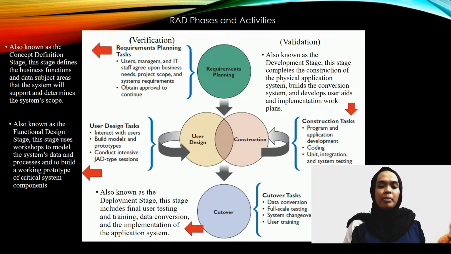I will be presenting about the construction phase, which is where the validation happens. We agree that this is the validation part in the RAD model. Construction is also known as the development stage. This stage completes the construction of the physical application system, builds the conversion system, and develops user and implementation work plans. So the validation is in the construction part.